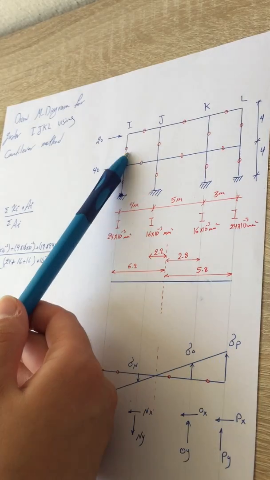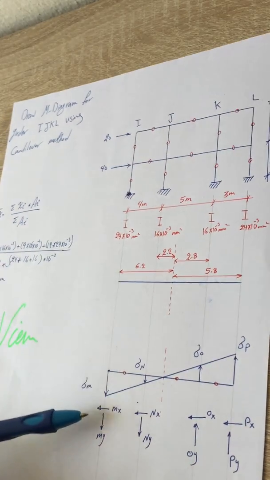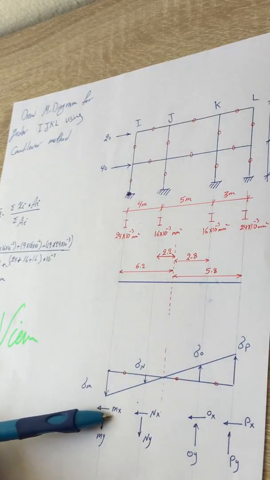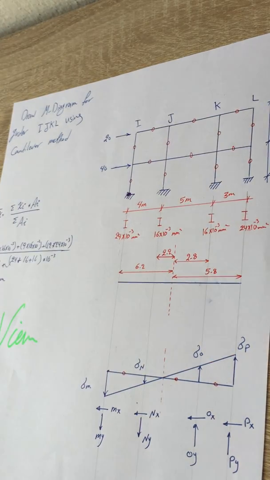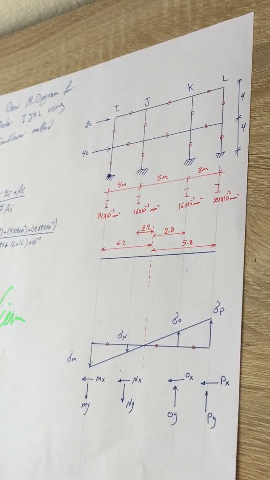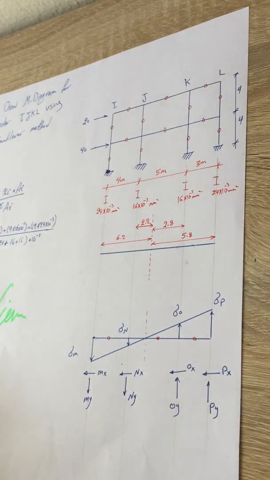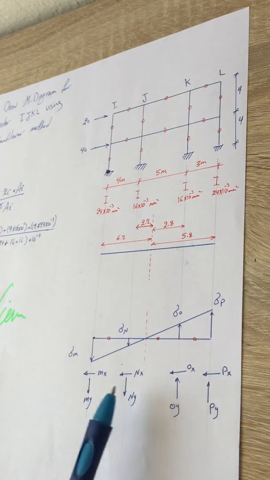I'll name these joints M. As you can see, here is M, M has MX and MY, and N for this one, and O and P. This is just to make it easier for me to solve. It doesn't matter how you name them. So here I have MX and MY, X and Y direction.